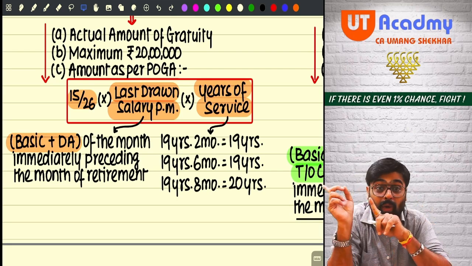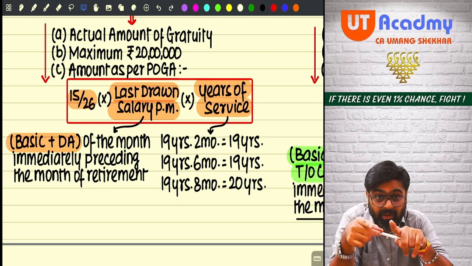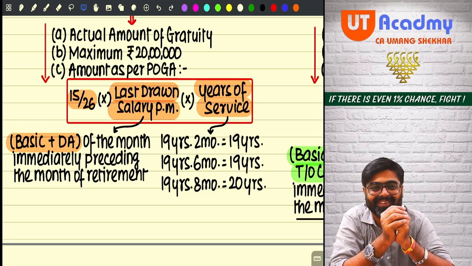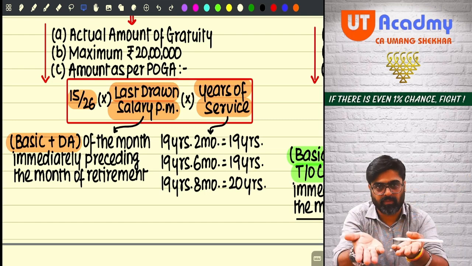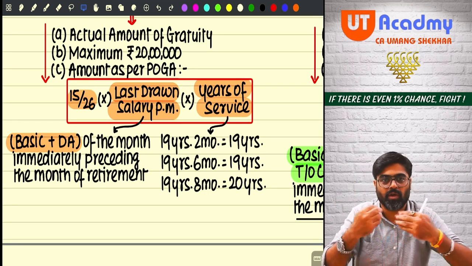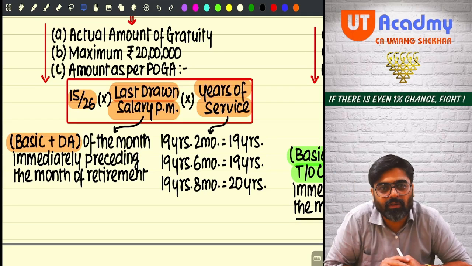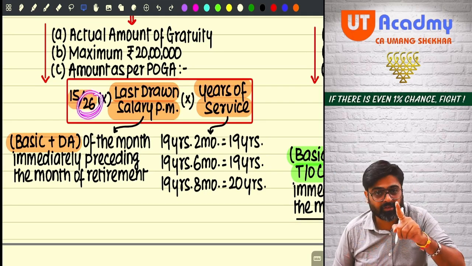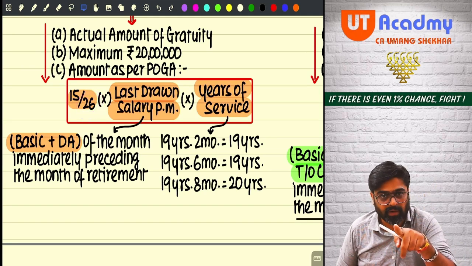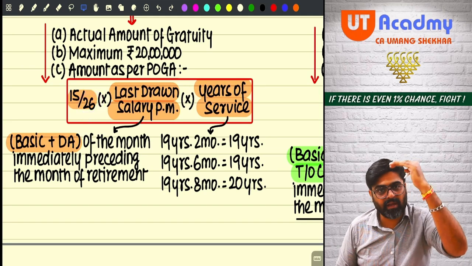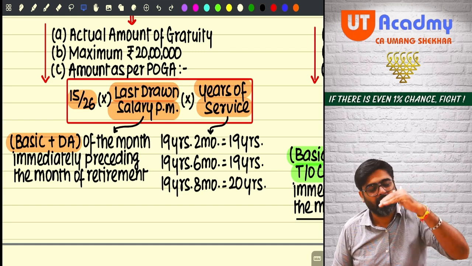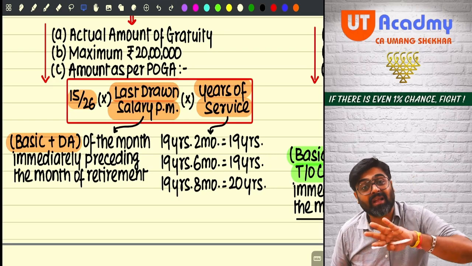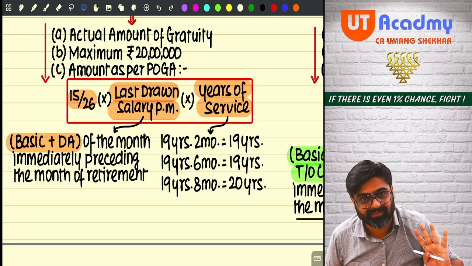This is what POGA says. That this much amount the employer should give as gratuity. So either this much amount or the actual which you have received or maximum 20 lakhs, whichever is lower. Now to calculate this, why 26 you understood, no? 4 Sundays excluded. 15 by 26 means 15 days salary, means half month salary. Half month salary excluding 4 Sundays of the month.